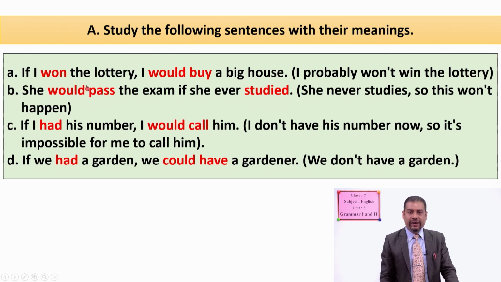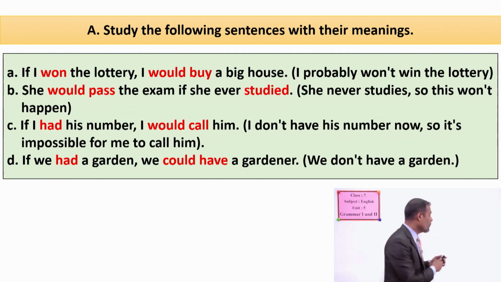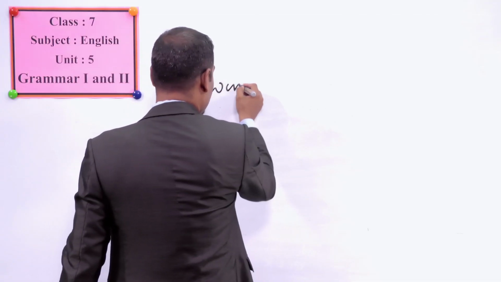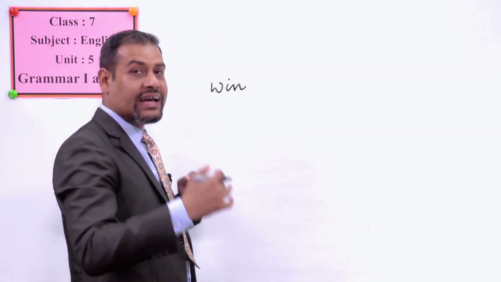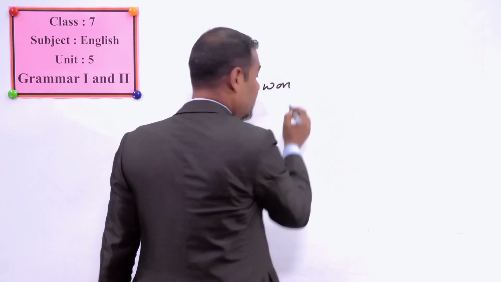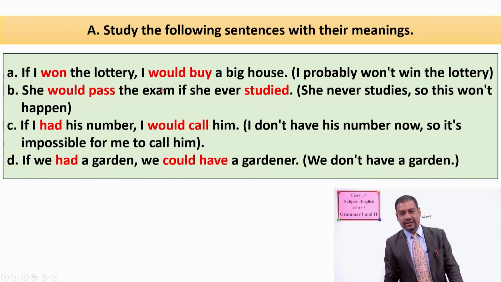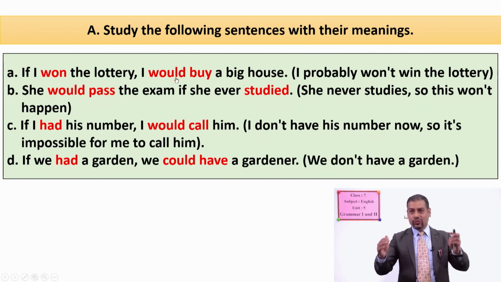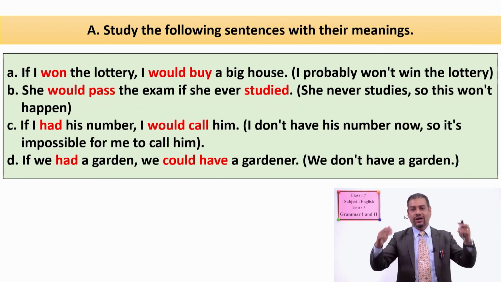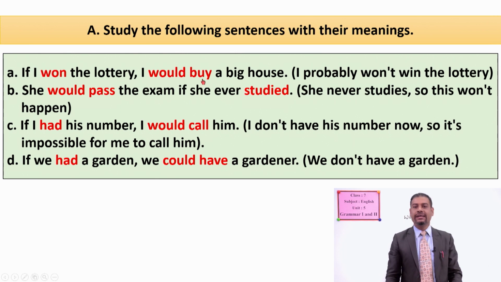A. If I won the lottery. Now this won, W-O-N, means it is the past form of win, W-I-N. Win is the infinitive, and if I ask you to write its past form, then you have to write down won. Now it is simple past. So if there is simple past, in the next part we have to use would or could or should or might plus infinitive. And most of the time we generally use would. Would plus infinitive we have.